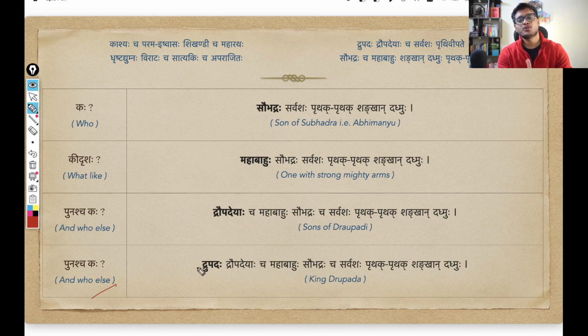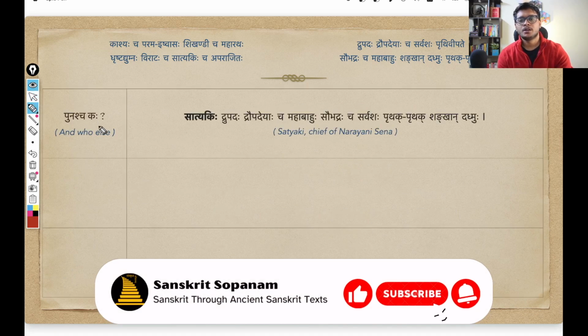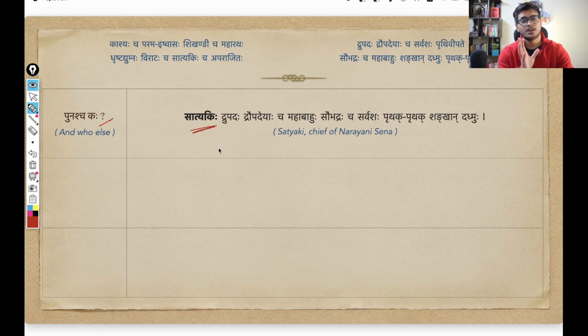So you can see a similar question, Punaschikaha, and another character that is revealed, that is Drupad, referring to King Drupad. Who was King Drupad? He was one of the very powerful allies of the Pandava army. Okay, and let's keep on moving on. Again, who else? So we have Satyaki. We already saw him with another name, Yuyudhanaha, in very early shlokas. So Satyaki, Yuyudhan, same character. He was the chief of Narayani Sena that came from the Yadava clan, Krishna's clan. So Satyaki, chief of Narayani Sena, also joins the list of these characters.